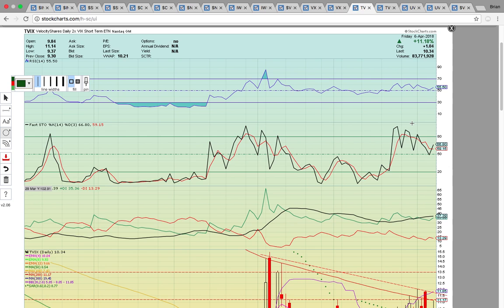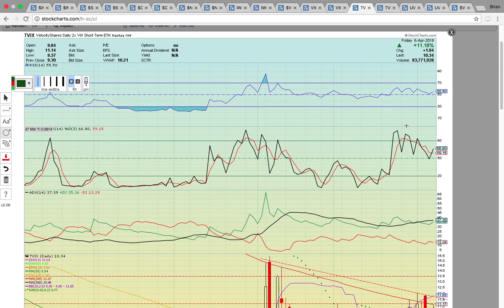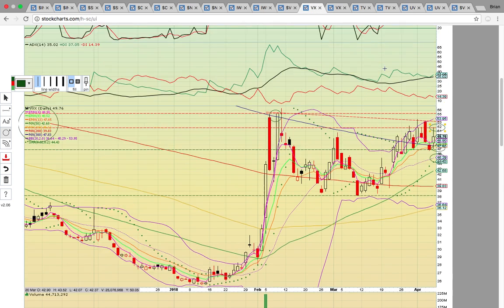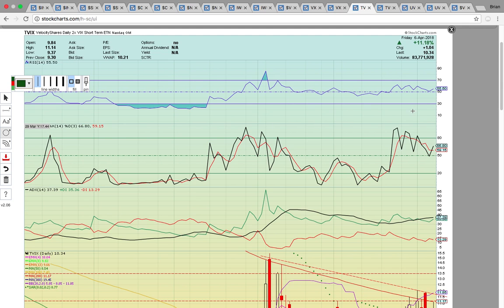Okay, and so here's TVIX. This is the short term. This is 2 times VIX. So when VIX is up 6%, then you have TVIX up 11%. It could be 11, 12.